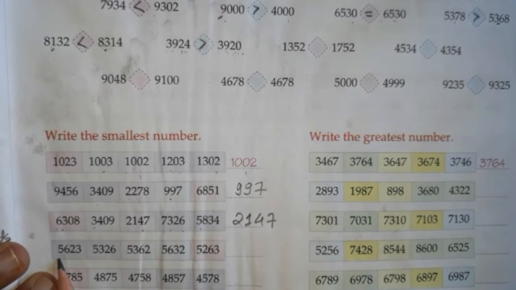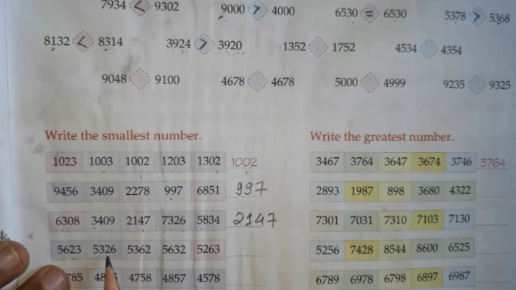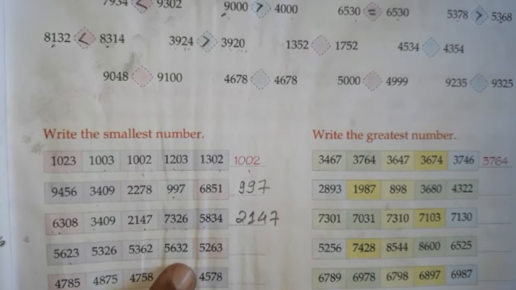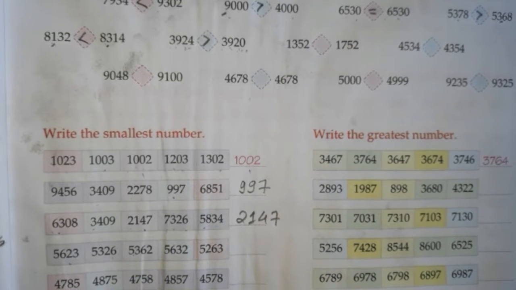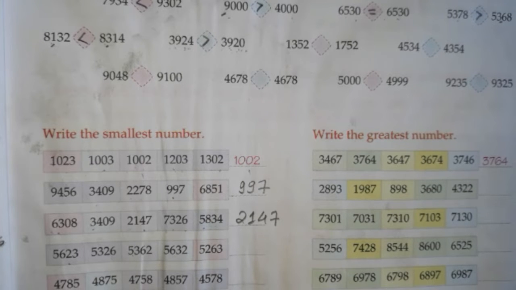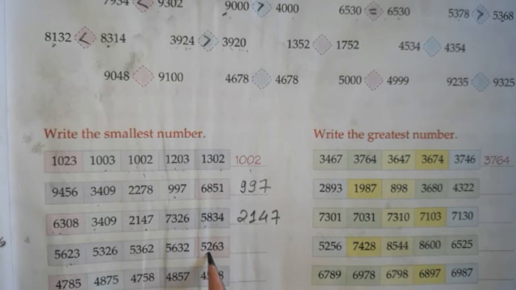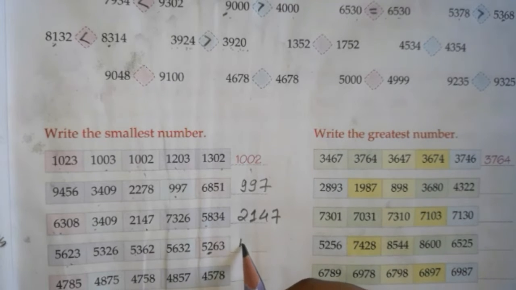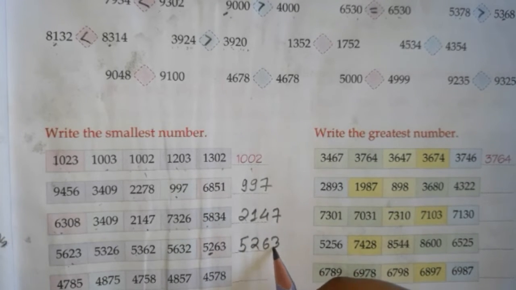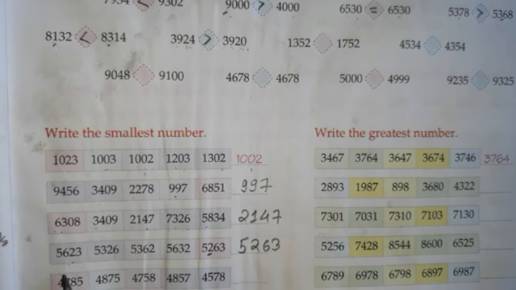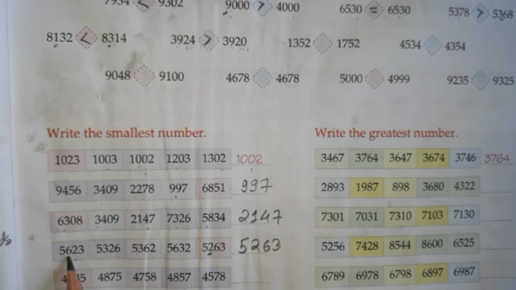Again 5623, 5326, 5362, 5632, 5263. So we'll compare the first digit. 5 is the first digit in all the numbers, so we'll go for the second digit. Here it is 6, here it is 3, 6 and 2. The smallest digit is 2, so the smallest number here is 5263. Next, this series follows the same thing which we have studied in this series.